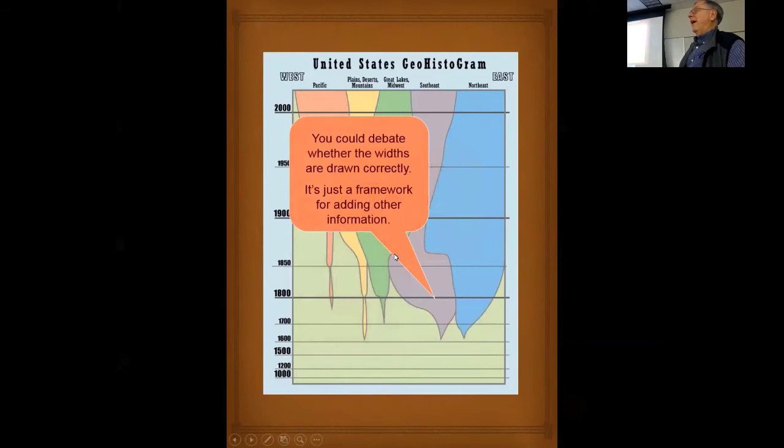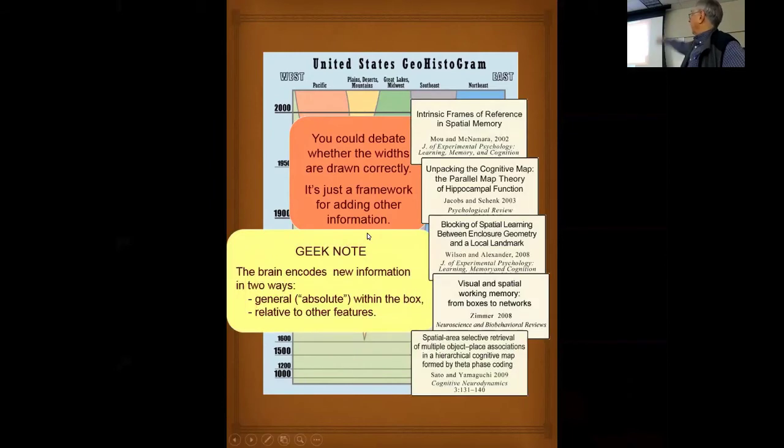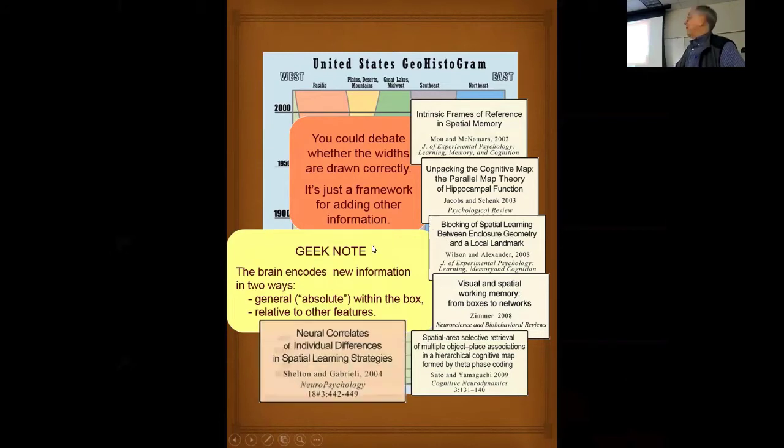And in fact, I would encourage this debate someday in February where you just don't want to do what you plan to do. Have them debate whether the widths are the right size at a given year and what evidence you would have to get to figure out whether they are. Now, what do I mean by the right size? Well, because the Geek Note tells you that people do have the notion of enclosure and landmarks and spatial working memory and all this other kind of stuff that underlies this.